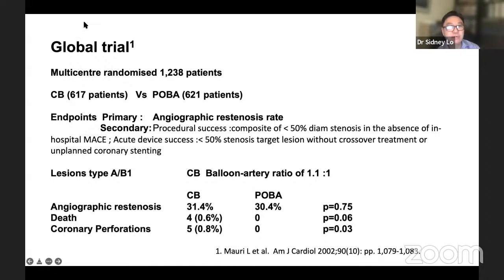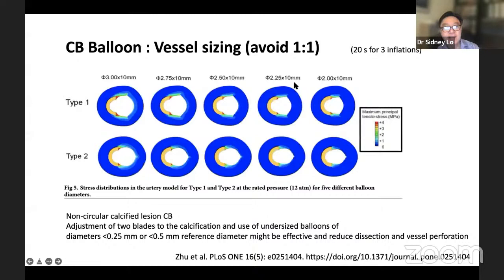The one thing I would take from the original balloon angioplasty and cutting balloon trial, which is still the largest, is that it was simple lesions, but about 14% were calcified lesions in this trial. But for coronary perforations, if you size 1.1 to 1 with the cutting balloon, there was 0.8% coronary perforations, and I've experienced that already. In a bench model, the Japanese have looked into this, dilating 3 inflations for 20 seconds or more. And in fact, you can undersize your balloon to 0.25 millimeters or 0.5 millimeters less than the vessel size.